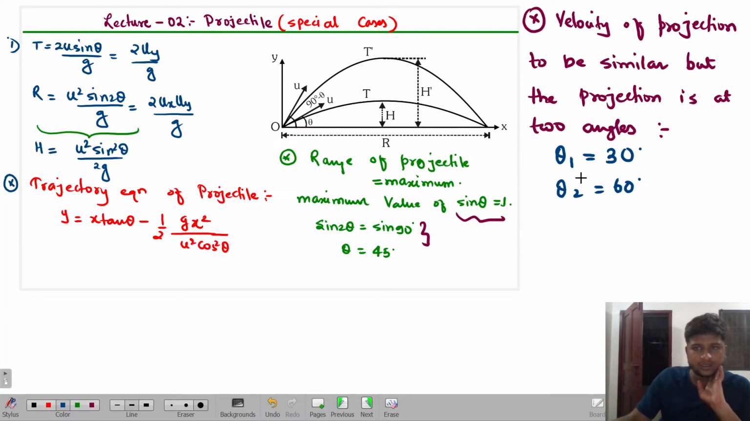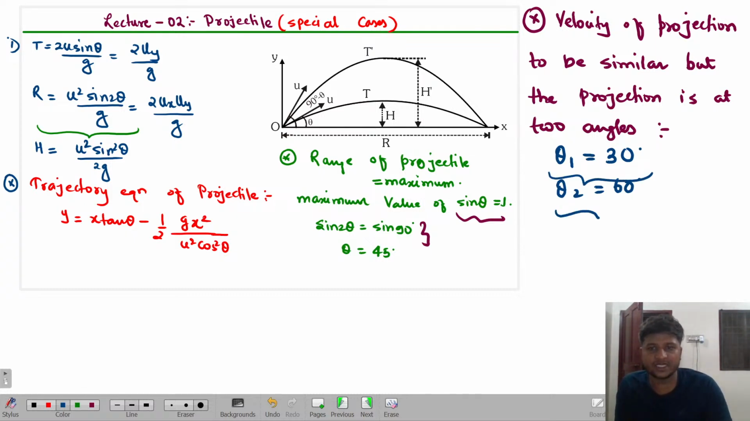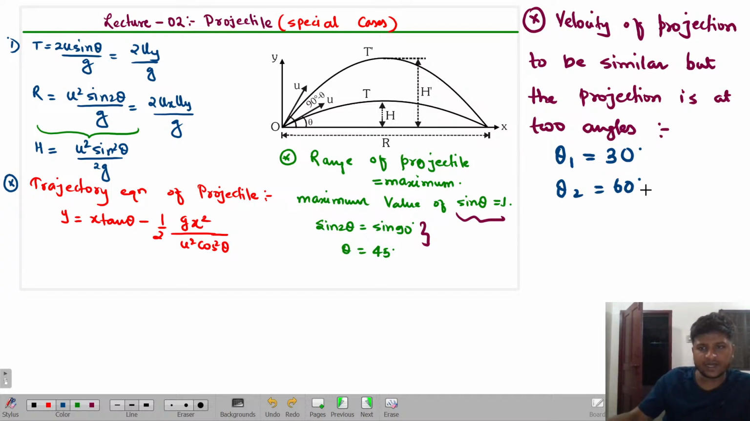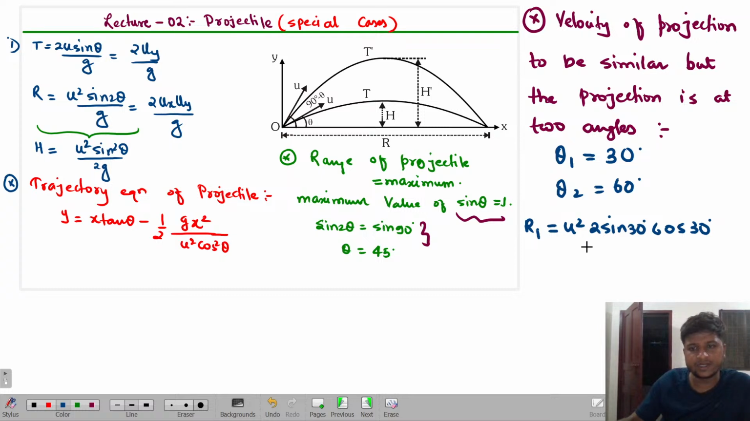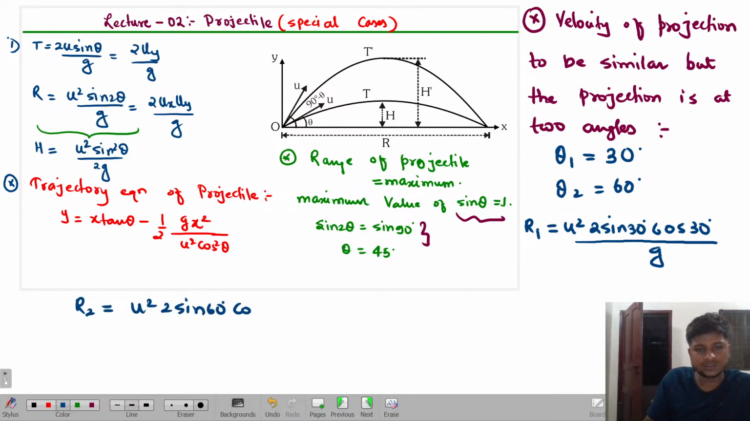Okay, so look over here, I project two particles with the same initial velocity, but I'm projecting at theta 1 equal to 30 and theta 2 equal to how much? 60. Find the range in the first case. R1 will be equal to what? U square 2 sine 30 cos 30 divided by g. Right or not? Find range R2. It is equal to U square 2 sine 60 cos 60 divided by g.